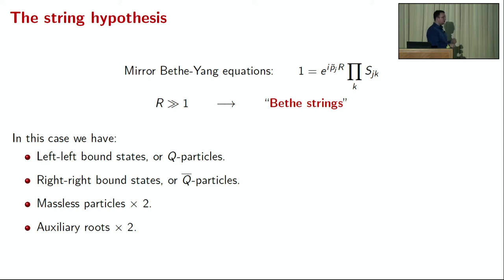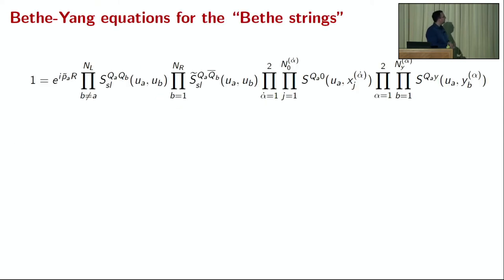And then the fused equations for the mirror model, they look like this. This would be the equation for a Q particle with number Q a excitations in the constituents. And you see that you have an e to the ip. Then you scatter it with other Q particles here. That's the first term. You scatter it with Q bar particles. You scatter it with two types of massless particles that you have in your theory. And you scatter it with two types of auxiliary roots.